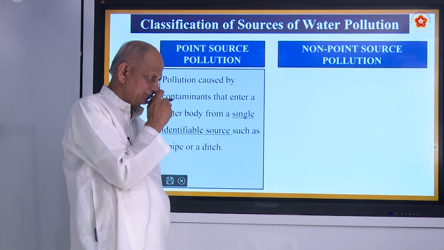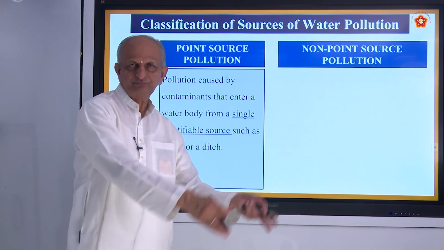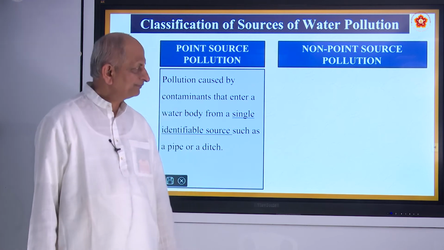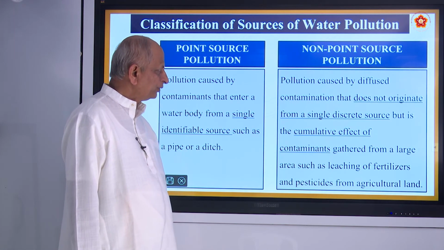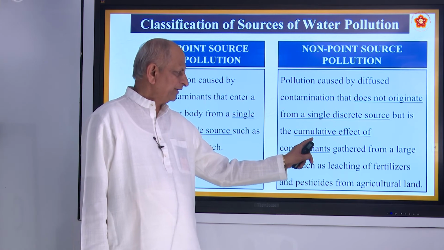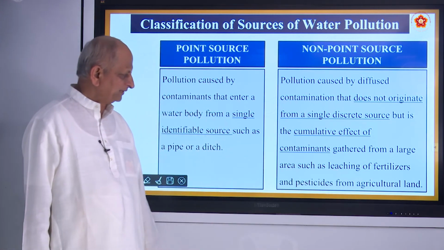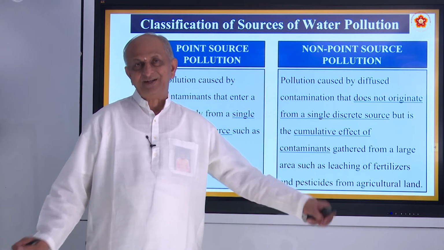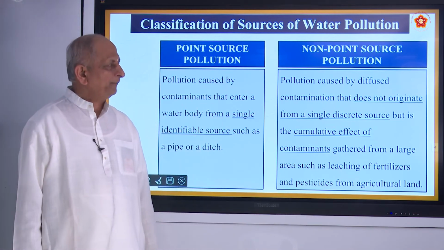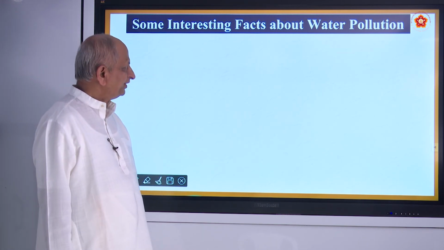Single identifiable source. So that means a pipe, if the water is coming from the pipe, that is called a single point, or from a ditch, that is water or wastewater coming in the ditches that will flow into the lakes or rivers. That is called point source. What is non-point source? Pollution caused by diffused contamination that does not originate from a single discrete source. The cumulative effect of contaminants gathered from a large area, such as leaching of fertilizers and pesticides from agricultural lands. So pollution caused due to a large area is called non-point source. This is called point source. Okay, there are the two types. Now some interesting facts.